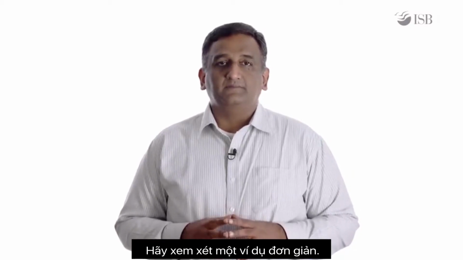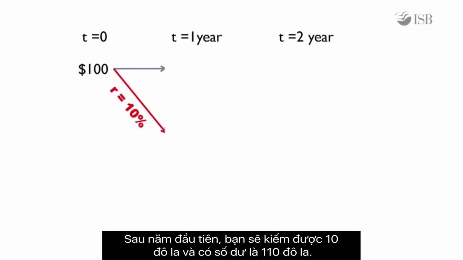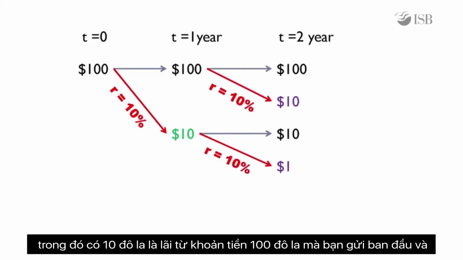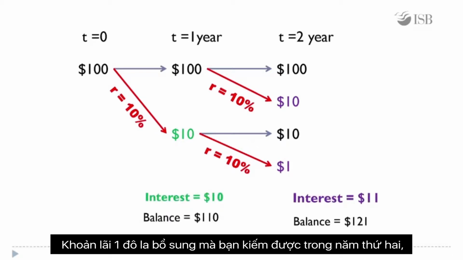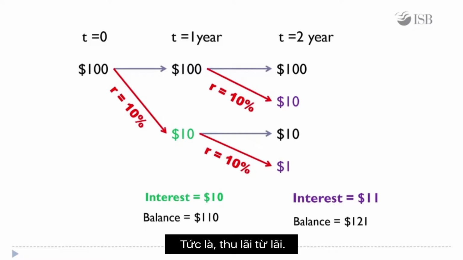Consider a simple example. You deposit $100 in the bank, which pays you an interest of 10% a year. After the first year, you would have earned $10 and have a balance of $110. In the second year, you would earn $11 in interest, of which $10 is the interest for your initial deposit of $100 and $1 is the interest on the $10 interest you earned in the first year. The additional $1 in interest that you earn in the second year when compared to the first year is because of compounding, that is, earning interest on interest.